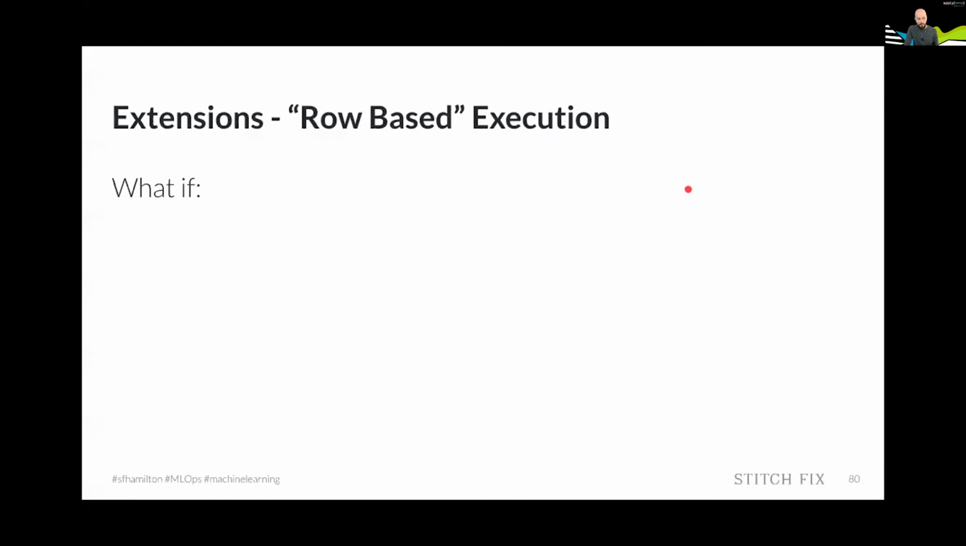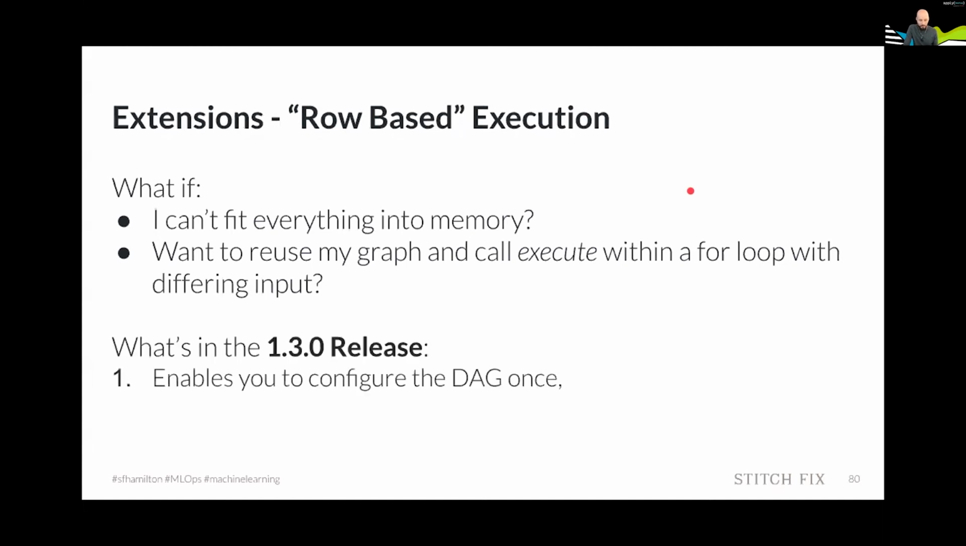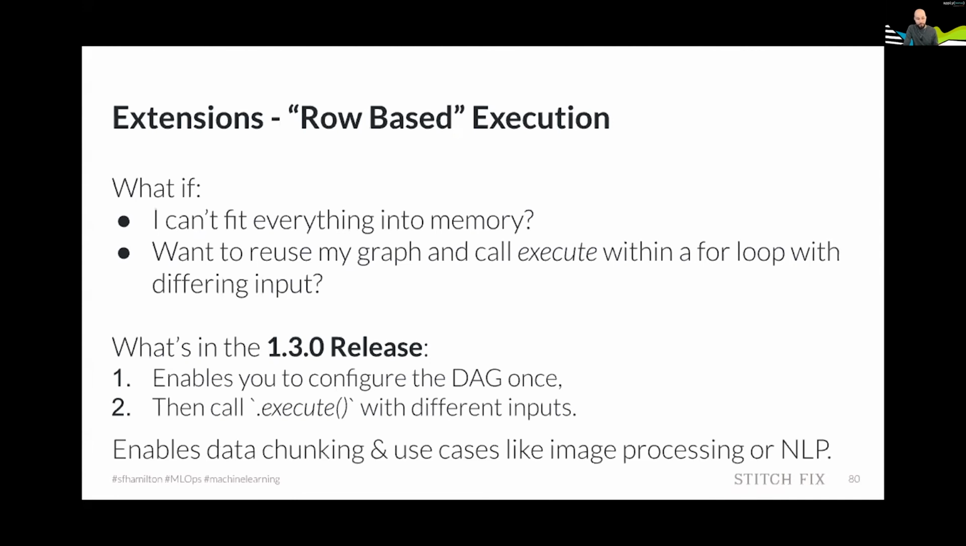Row-based execution. What if you can't fit everything into memory, or you want to reuse your graph and call execute within a for loop with different inputs? Before, you couldn't do that with Hamilton, or it was kind of awkward to do so. In this 1.3.0 release, it enables you to configure a DAG once and then call execute with different inputs. This enables you, for instance, to chunk over data, or reuse the same DAG but pass in different inputs, and potentially opens up new use cases like image processing or NLP being modeled within Hamilton.